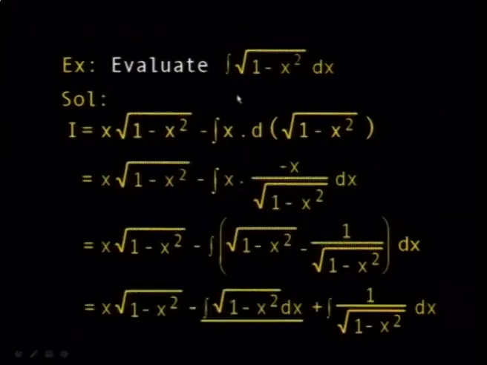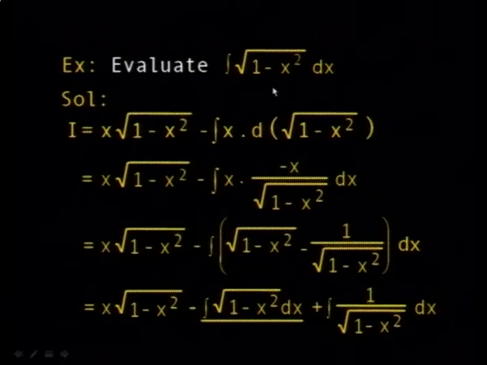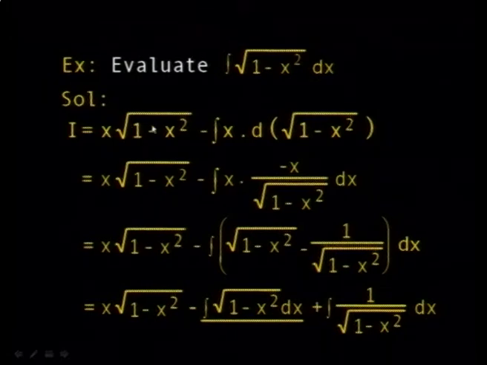Now, finally, for example, you have the integral of the square root of 1 minus x squared dx. So you choose a u. This would be u, and this would be dv, so v is equal to x. Now, the integral of u dv is equal to u times v minus the integral of v times d of the square root of 1 minus x squared.